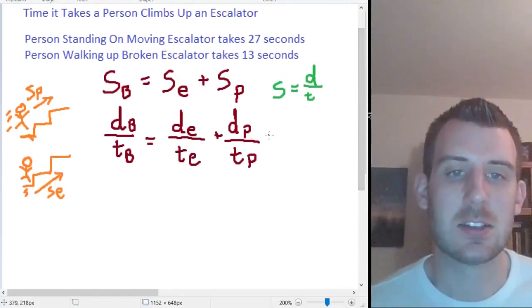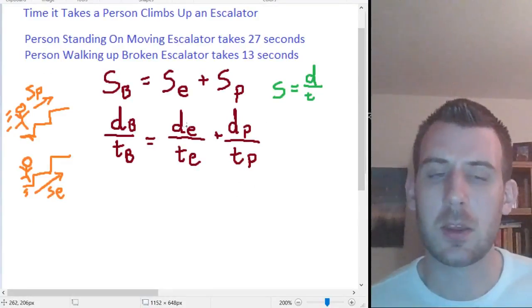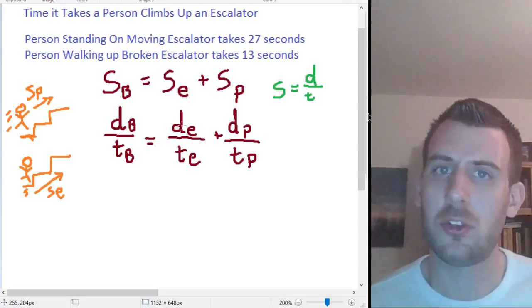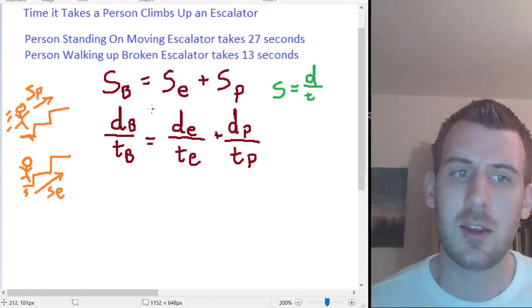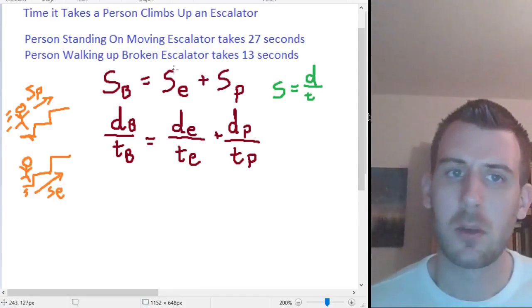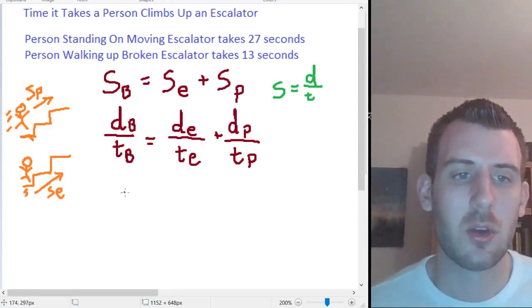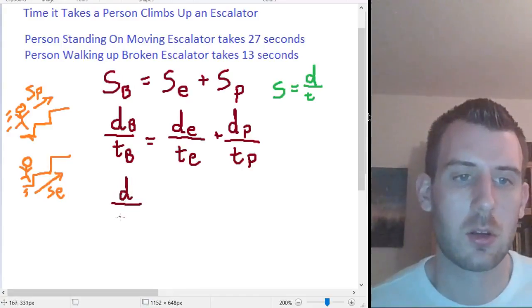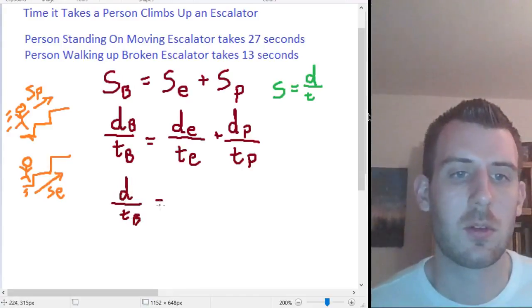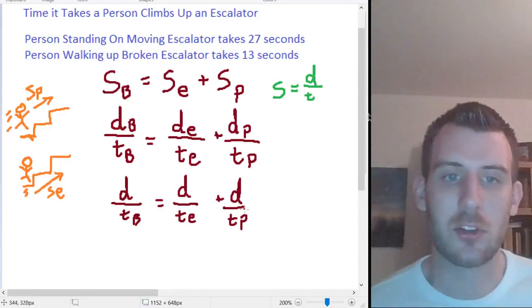Well, I've got a lot of distances here described. The distance of the person, well, the person's climbing to the top of the escalator. The distance of the escalator, well, the escalator also goes up to the top of the escalator. And then if they're both going at the same time, they still go up to the top. So if I wanted to write this all out, I could essentially just replace all these d's with the same d. And then look at that. The distance that each of these travels is the same.